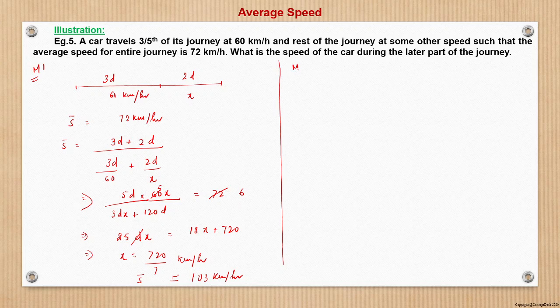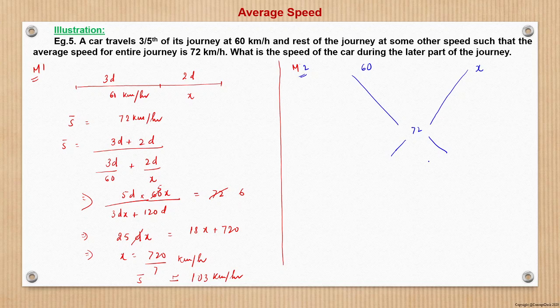Now let us see how quickly we can solve this using alligation. Here we have been given the average speed, right? And in the first part of the journey, the speed is 60 kilometer per hour. Second part we do not know.